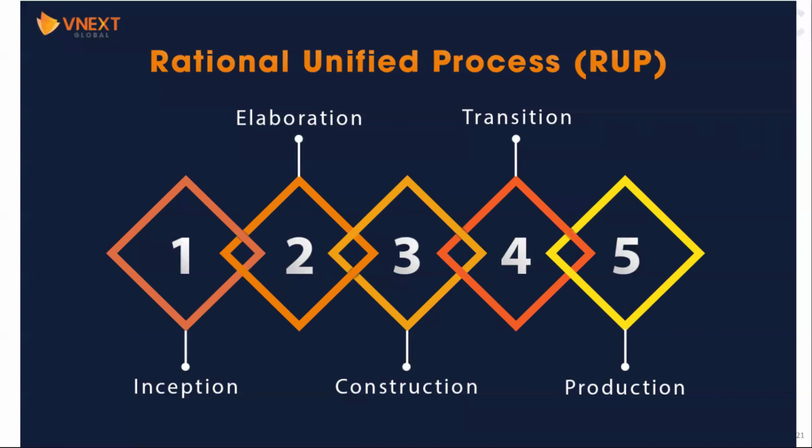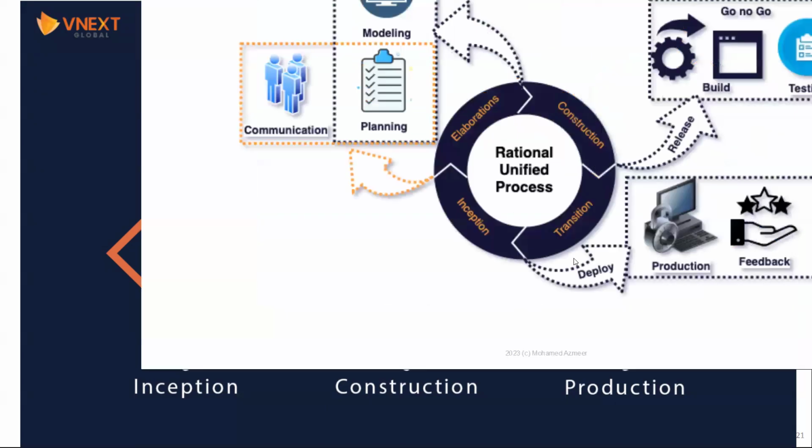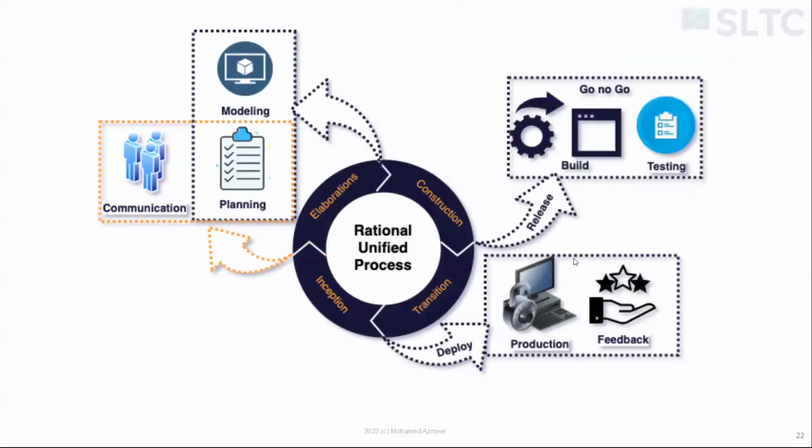So like this here, right? Inception, elaboration, construction, transition, and production. You can see they are all interconnected as well. And this is known as the Rational Unified Process. Okay, here's another way to look at it.